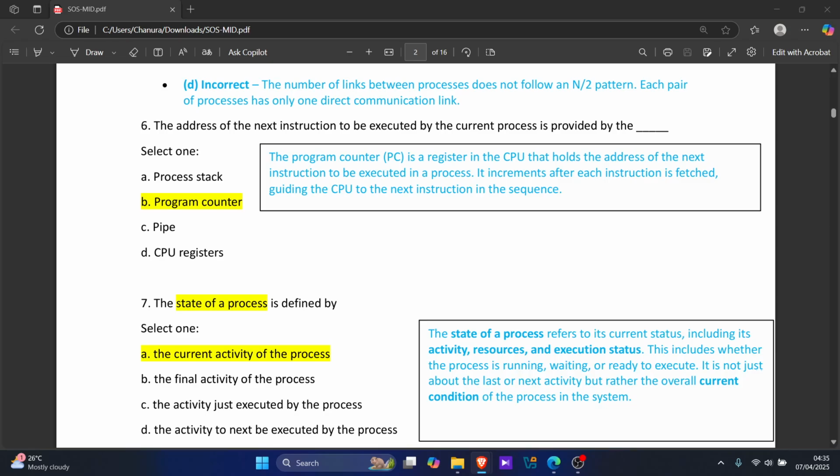So putting it all together, the program counter is the register that holds the address of the next instruction. The process stack is related to function calls and local variables. CPU registers is too broad. Pipe is unrelated. Therefore, the correct answer must be program counter.